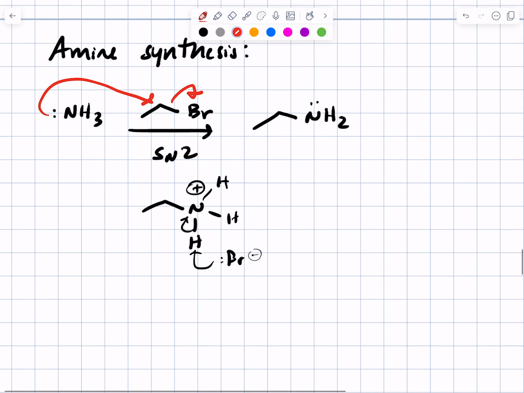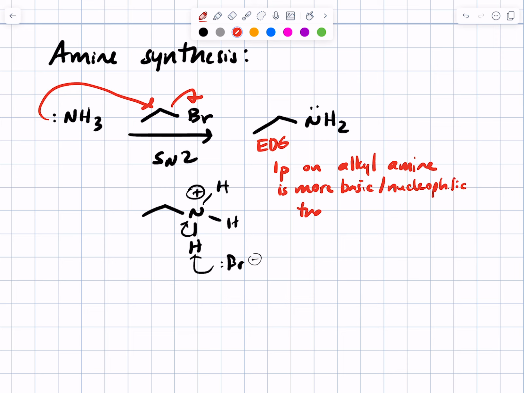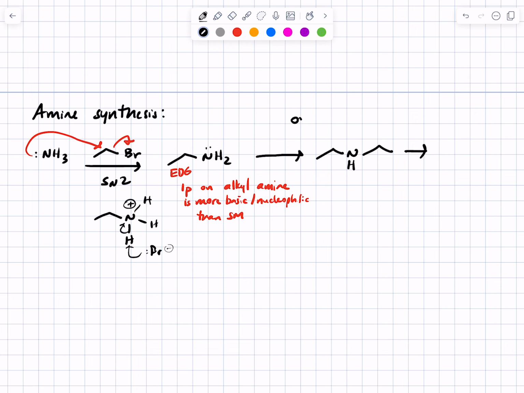And that reaction is reasonable, but it has a problem. And that is that alkyl groups are electron donating groups. Therefore, the lone pair on an alkyl amine is more basic and nucleophilic than the starting material. Whenever you're in a situation where the product is more nucleophilic than the starting material, you've got to watch out because the product will start to compete with the starting material for your remaining reagent, and you will start to see over-alkylation.